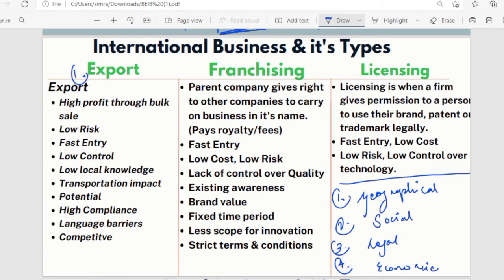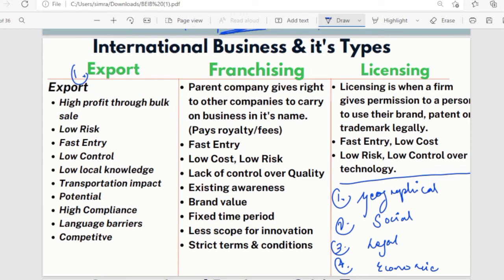Now we all know what is export. Even in school we had learned this term. You might have heard it somewhere. What is export? Export is when you're trying to sell your products or your services to some other country. So this is the most common mode of entry. Even a small businessman is aware of this mode, the exporting mode of entry.